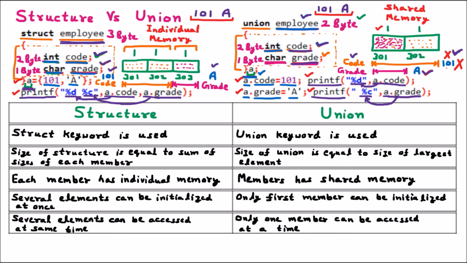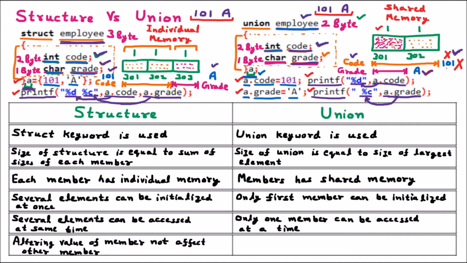So here in the structure, because we have the individual memory, every element has its own memory. So in the structure, altering any member does not affect any other member. But in the union, every member is going to use the shared memory. That's why altering the value of a member will affect the value of other members. So here we have the difference between structure and union. In the structure, we use the struct keyword, and for the union, we use the union keyword.